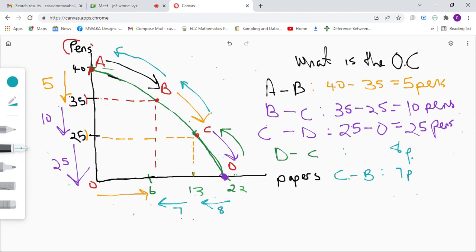And from point B to point A, we're going to have to give up 6 minus 0. We have to give up 6 papers. So from B to A, it's 6 papers. I'll write it as 6P.